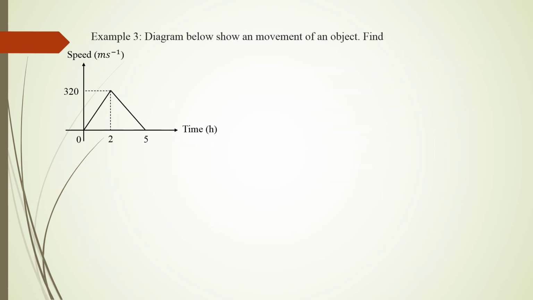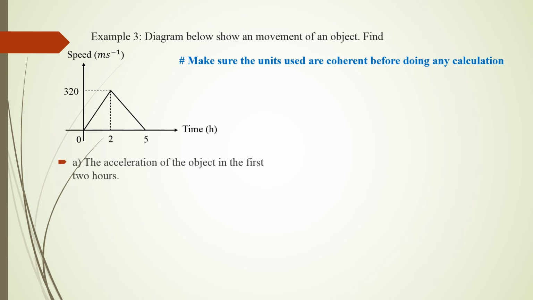Example 3. The diagram below shows the movement of an object. So refer to the graph. Speed in meter per second, time in hour. Make sure the units used are coherent before doing any calculation. A. The acceleration of the object in the first 2 hours. Acceleration means gradient of the graph. So 320 minus 0 meter per second divided by 2 hours.